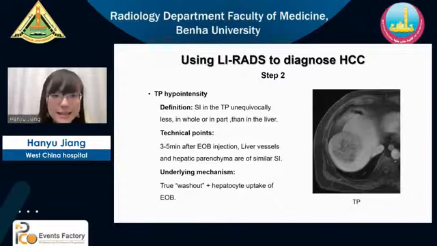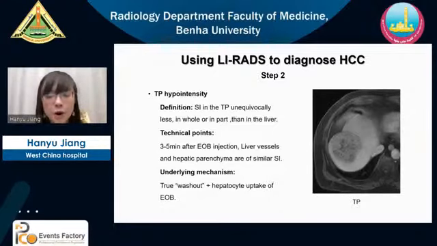Transitional phase hypointensity. Transitional phase hypointensity refers to signal intensity in the transitional phase unequivocally less, in whole or in part, than the liver. There is also a technical point that I hope we can bear in mind before applying or evaluating this imaging feature. That is, after the hepatobiliary phase contrast agent injection, we can acquire the transitional phase images around 3 to 5 minutes after injection.